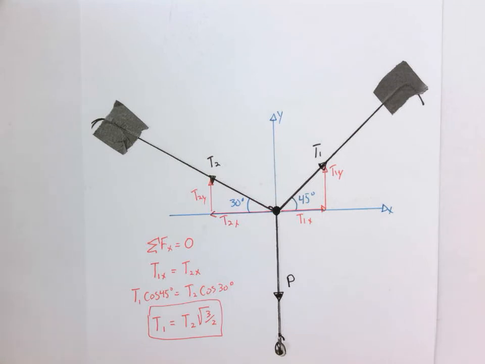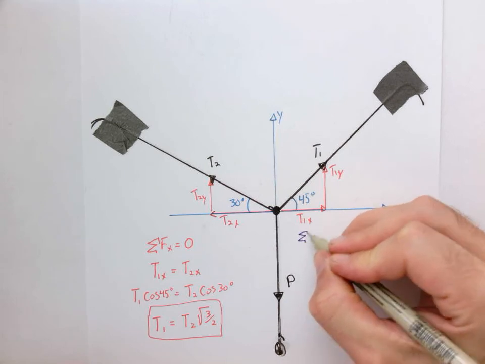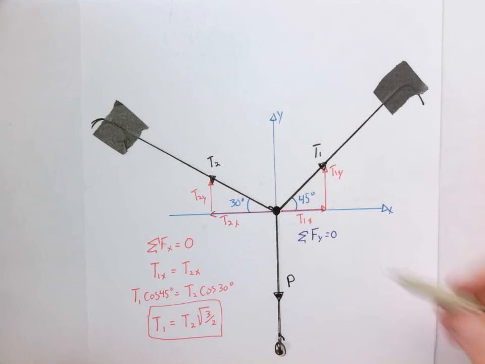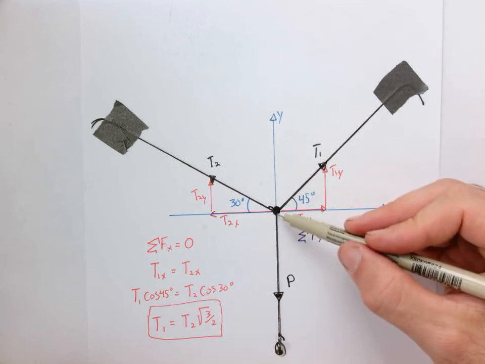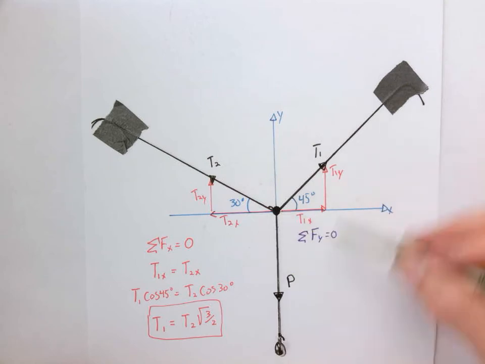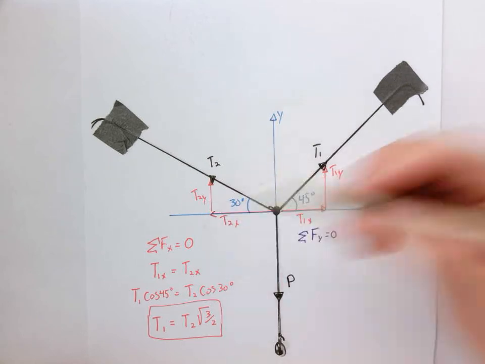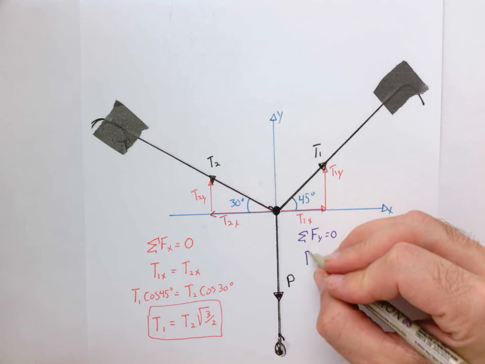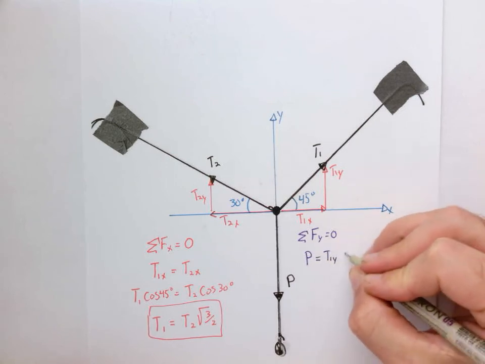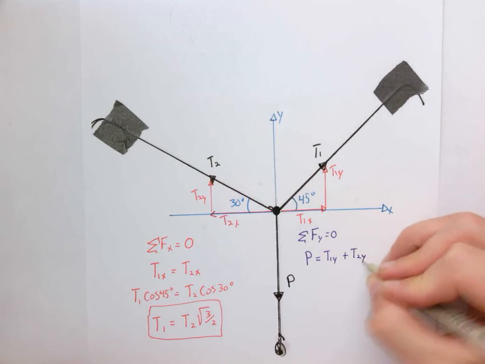Now let's go and sum the forces in the y direction. So we're going to do the same thing. We're going to write that the sum of the forces in the y direction equals 0. And in this case, I have three forces. So I have the known load P from the fishing weight pulling down, and then I have T1y and T2y pulling up. So I'll say that my downward force P is equal to T1y plus T2y.